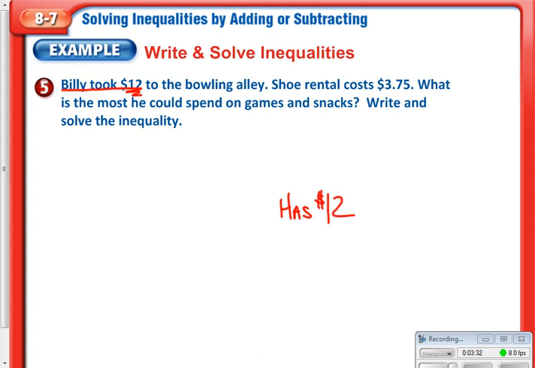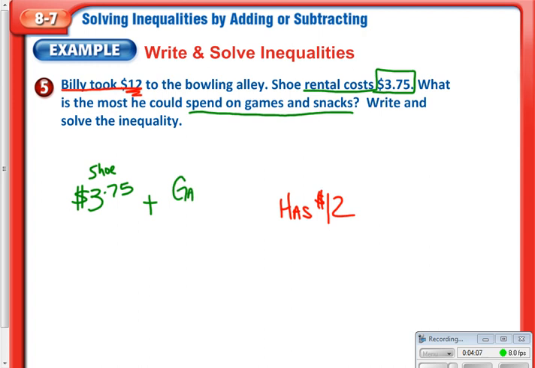I like to write things out in words and then eventually write the inequality. With that $12, we know that he has to have $3.75 for shoes. So $3.75 is part of his bill. We want to know what is the most that he could spend on games and snacks. So we have $3.75 for his shoe rental plus his games and snacks.